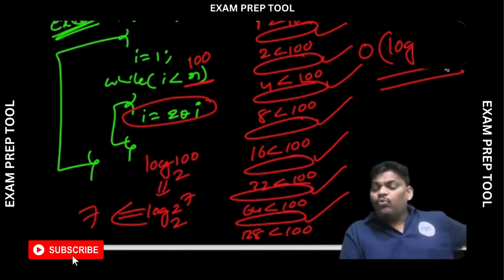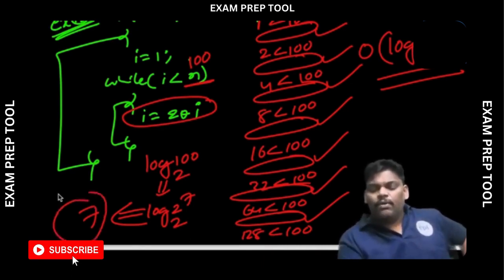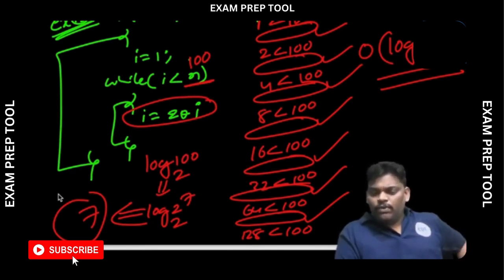100 is given, how did you get 7? Log 100 base 2. The closest power of 2 to 100 is 2 power 7, which is 128. Log 2 power 7 base 2, the answer is 7. So remember, if i is always incrementing by doubling, it is log n base 2.